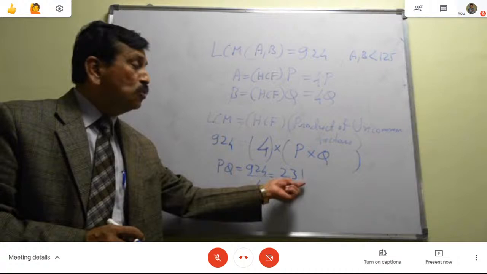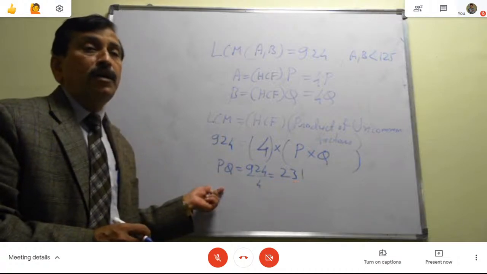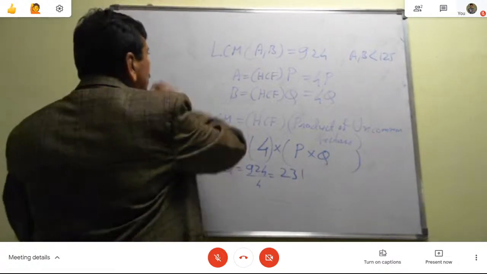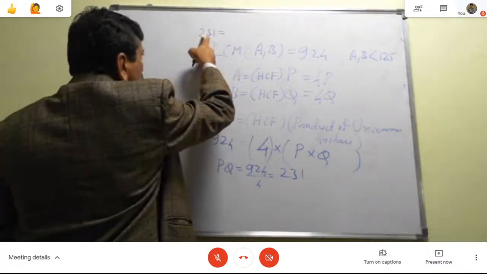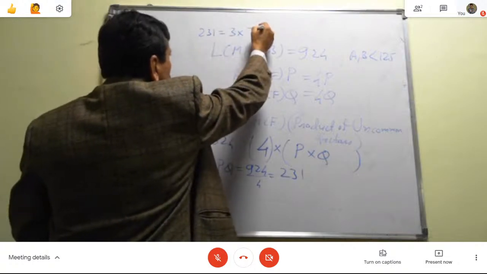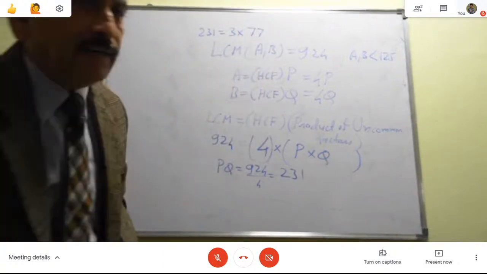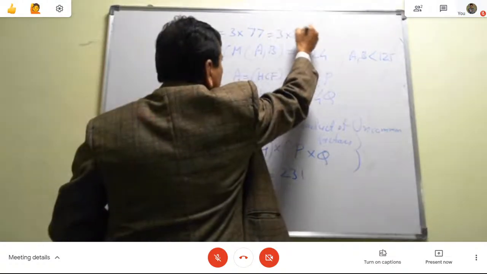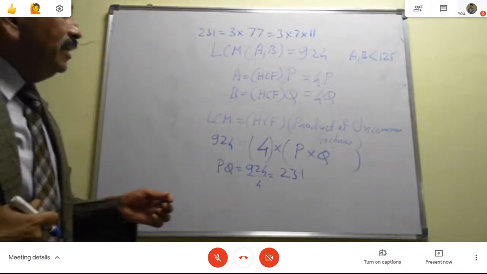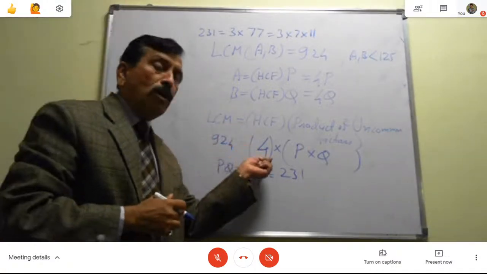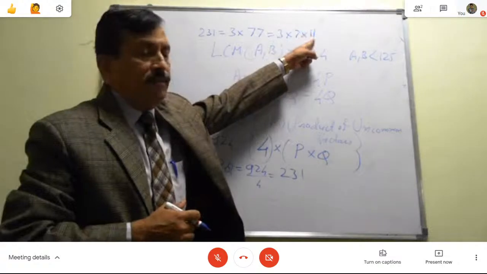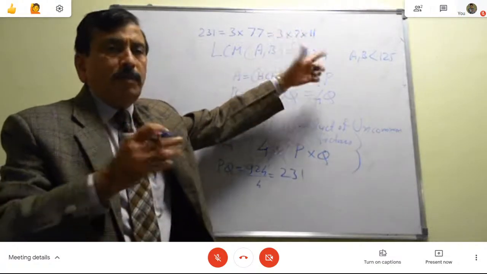Now try to factorize 231 so that we can get the values of P and Q. We'll try to factorize 231. 231: 2 plus 3 plus 1 is 6, divisible by 3. So it is 3 into 77. So 231 is equal to 3 into 7 into 11. All right. Naturally, so what we have, 4 is a common factor, and P and Q are consisting of 3, 7, 11. Now 3, 7, 11 are all co-primes.